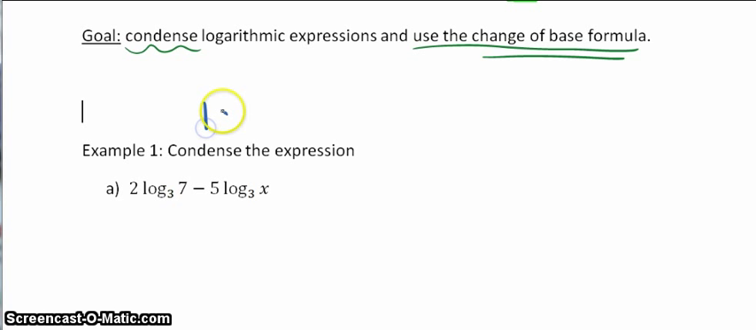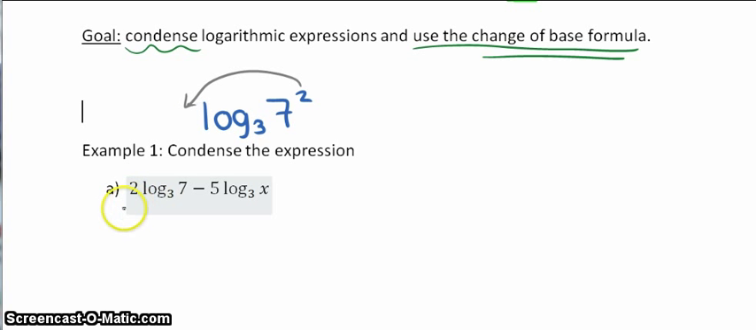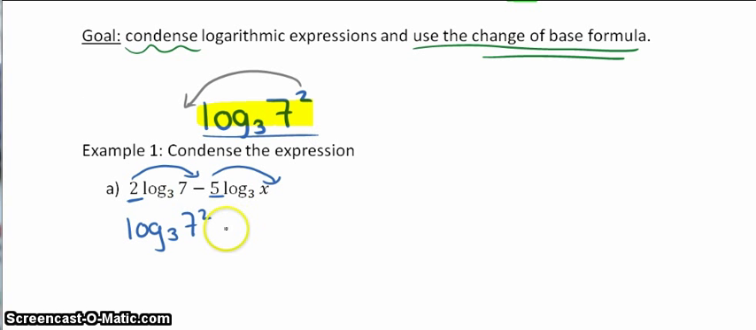One example, in the last video, say you had log base 3 of 7 squared. You would have taken this exponent and put it out front in front of the log here. In this example, we're going to be going backwards, and we want to write it as something that looks like this. So anytime you have a number out front, you can write that as the exponent here. Same thing with this number here. So I'm going to rewrite this as log base 3 of 7 squared, going backwards to get it to look like that. And this would be minus log base 3 of x to the 5th.